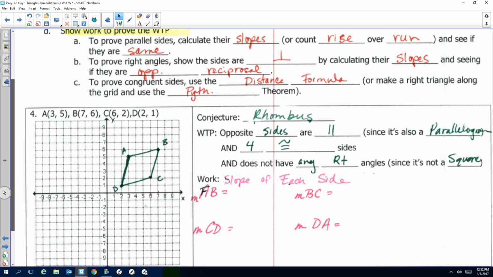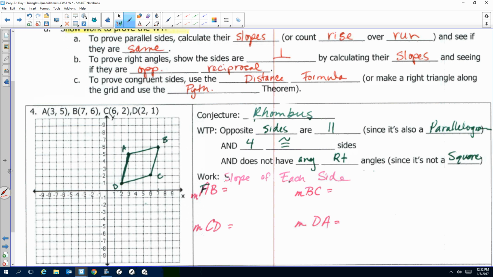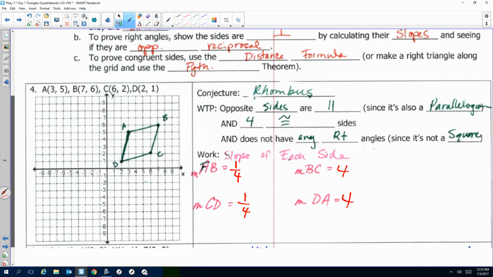Okay? So start with your slope of each side. The slope of AB, rise over run, is 1/4. The slope of BC, down 4 to the left 4, positive 4. Negative divided by negative is a positive. DA, 4, and then CD, 1/4. Look at my slopes.